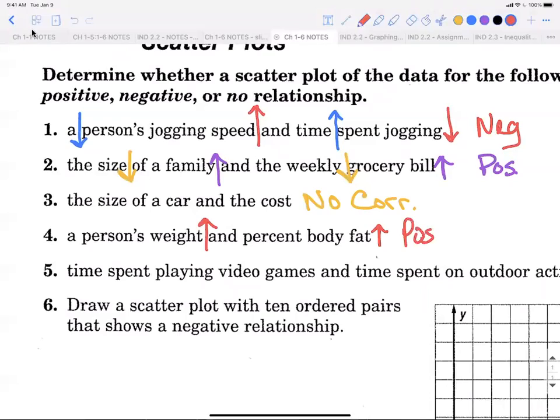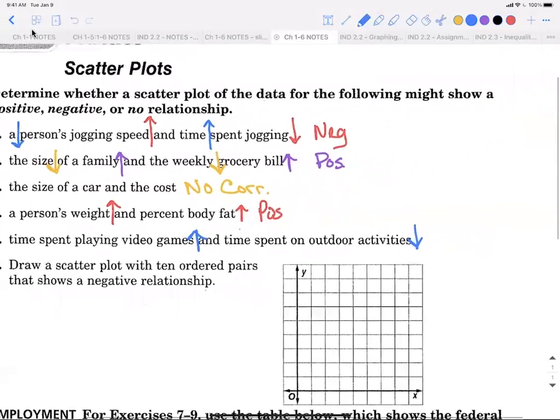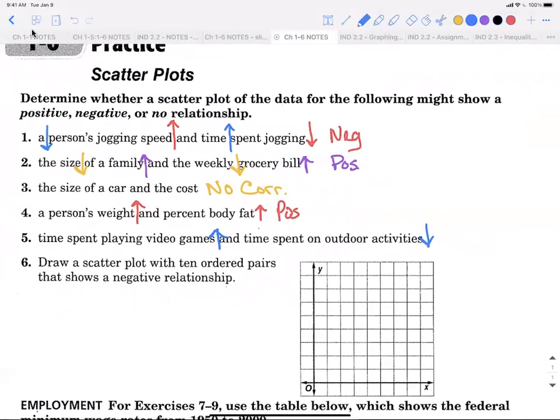Good. All right. Time spent playing video games and time spent outdoors. What do you guys think? What if you spend a lot of time on video games? What's probably going to happen to your outdoor time? Yeah, it's going to go down, right? Can't be in both places at once, unless you move your Xbox outside, which I could probably see a few people doing that.